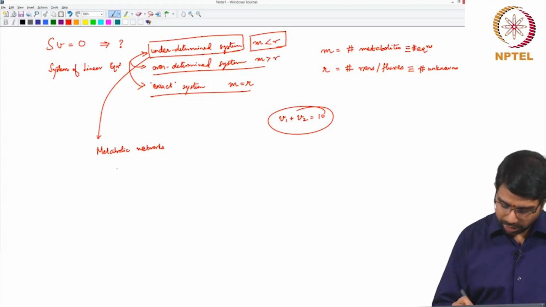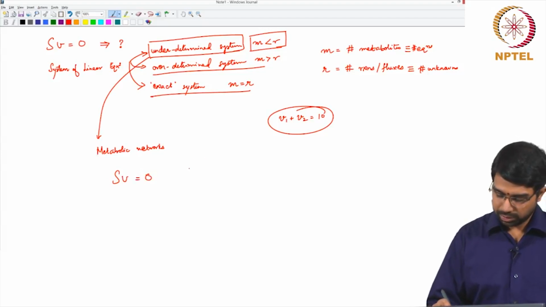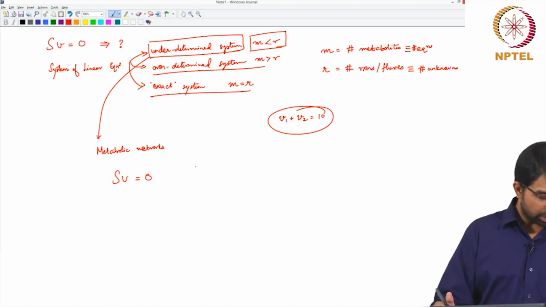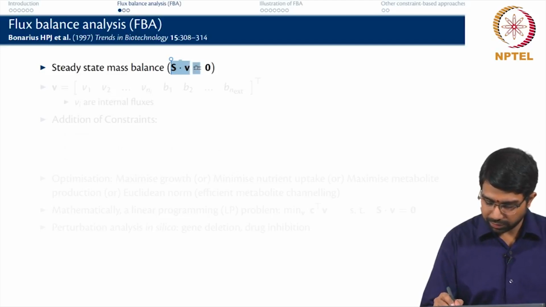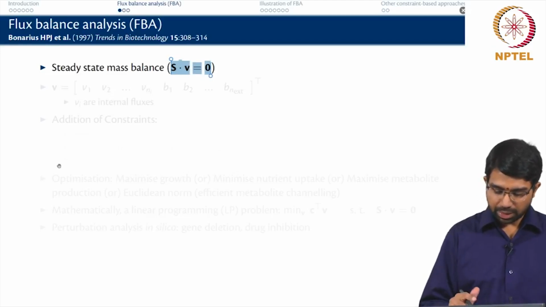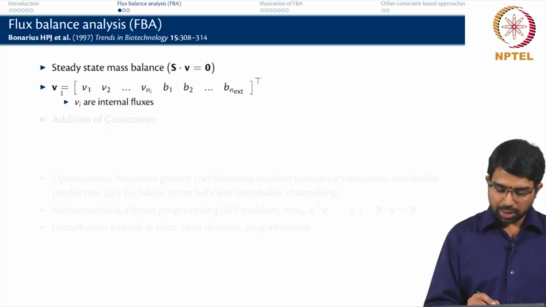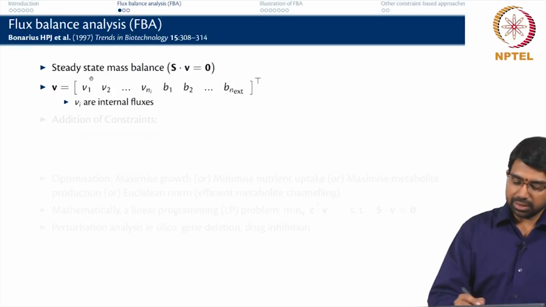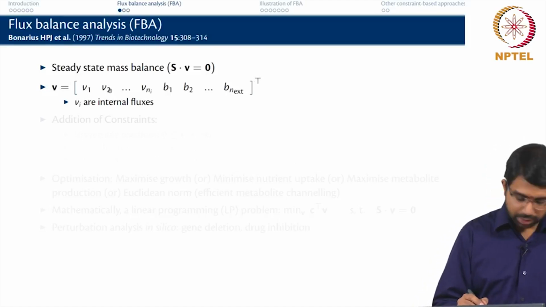right. So, now you have a system SV equal to 0. How do you solve it? So, let us just recap. We are looking at a steady state mass balance of SV equal to 0, right, and we want to look at what is V. So, V is the set of fluxes. I write it in a horizontal fashion with the transpose to save space on the slide.